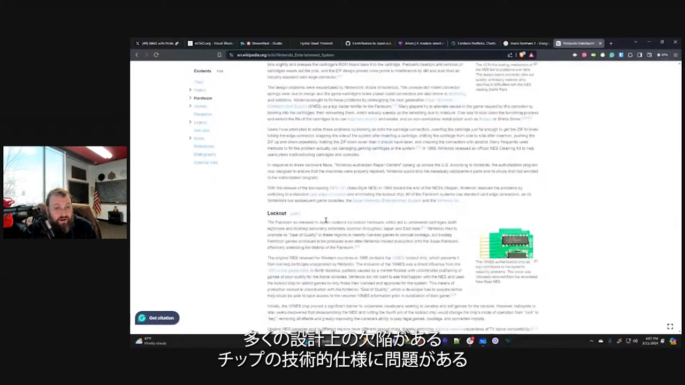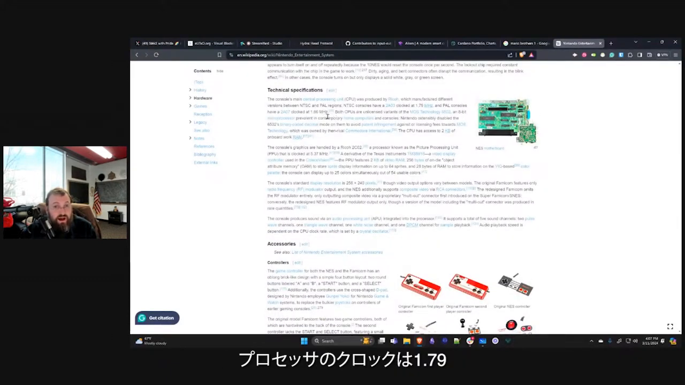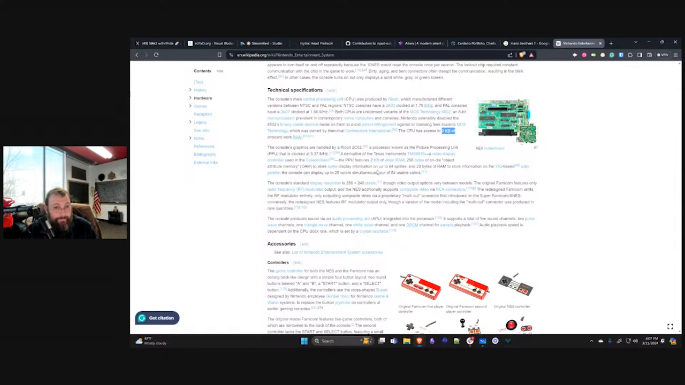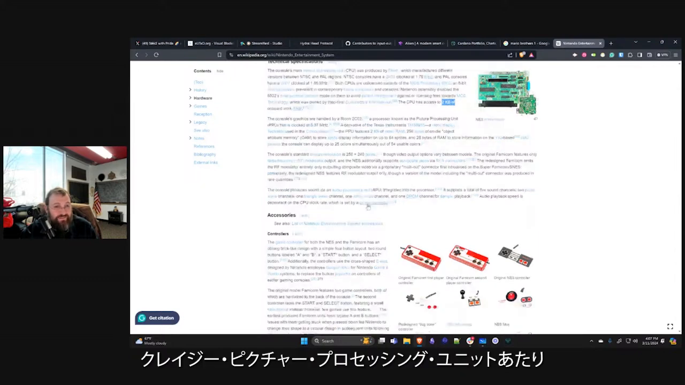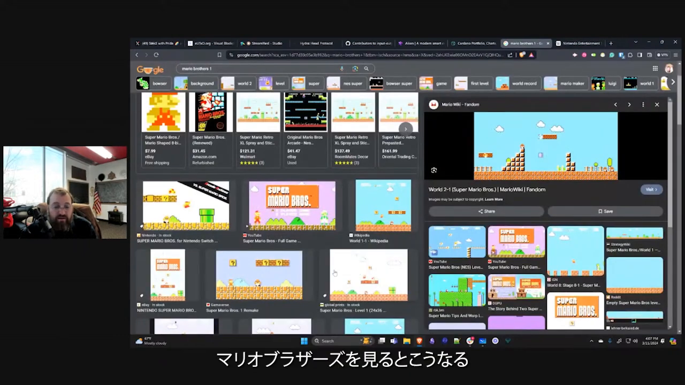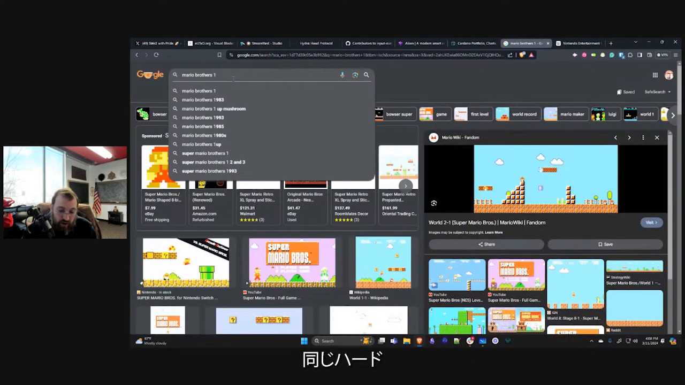A lot of design flaws, problems with the lockout chip, technical specifications. The processor is clocked at 1.79 megahertz to 1.66 megahertz. Think about that. The CPU has access to 2 kilobytes of RAM. It's pretty crazy. Picture processing unit, 5.37 megahertz. It's like, there's just nothing here. Okay, this is as bare bones as it gets, which is why it's not surprising when you see Mario Brothers, it looks like this. But here's an interesting thing. Same hardware.